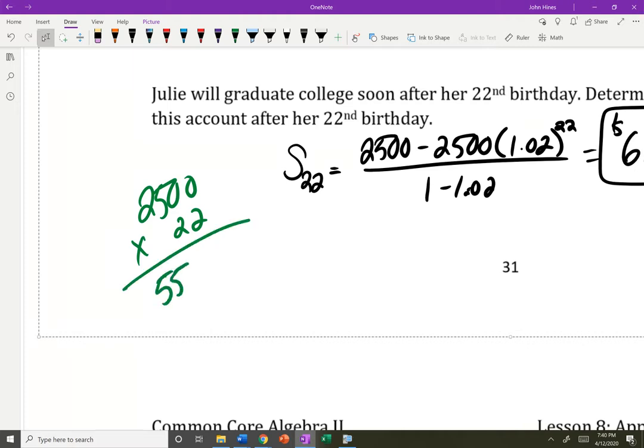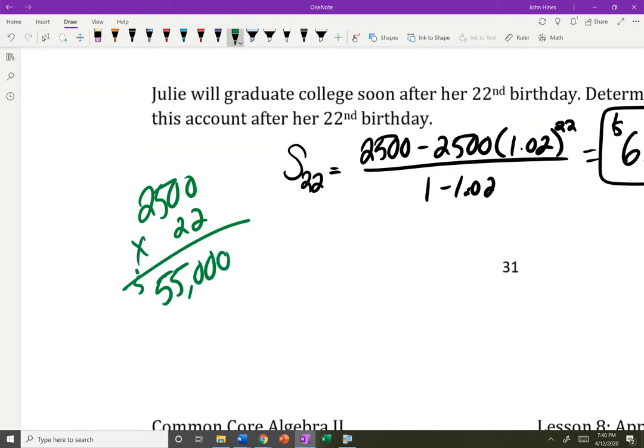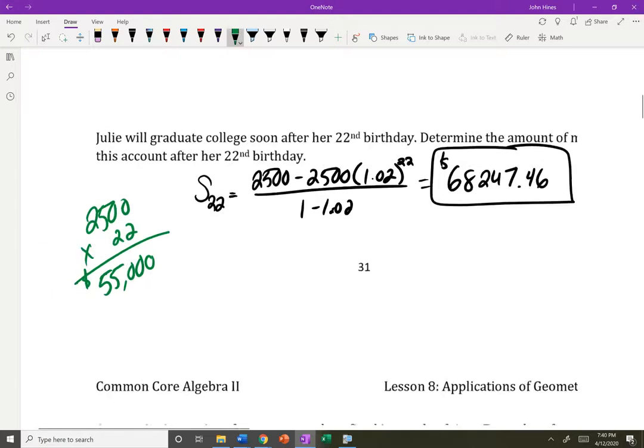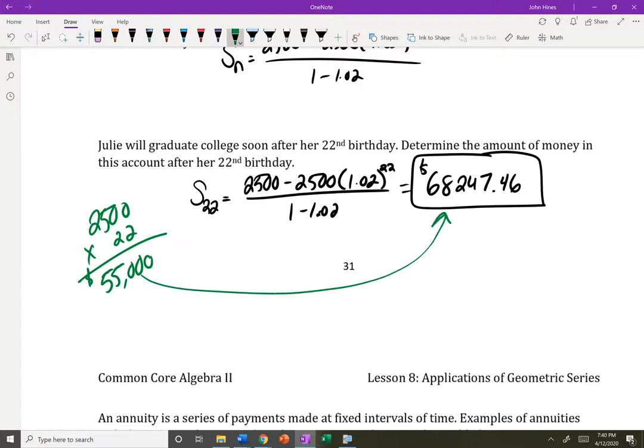Julie's parents put $55,000 into the account. But because it was compounding interest, look how much money she actually got. She actually ended up with $68,000 because each year that initial amount got interest and the next amount got interest. So that interest compounds and grows pretty rapidly, which is the beautiful part of this geometric series and this idea of money growing by a percentage.